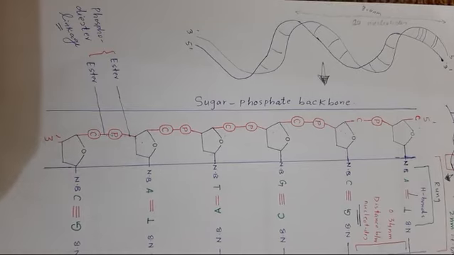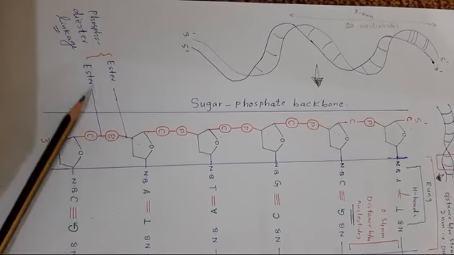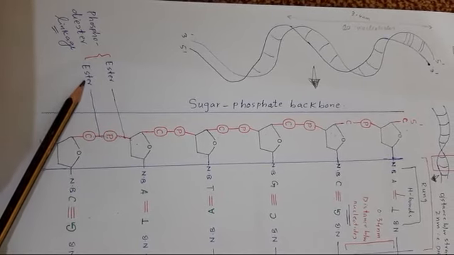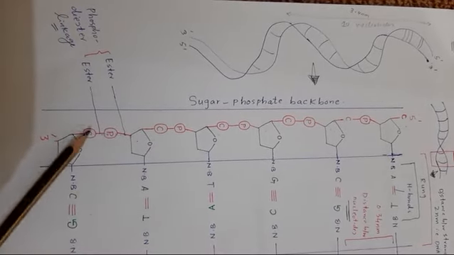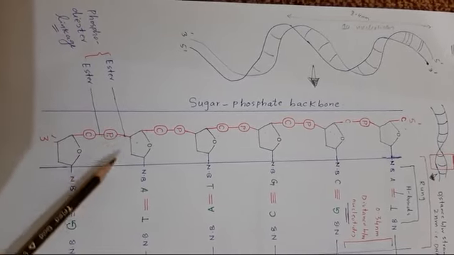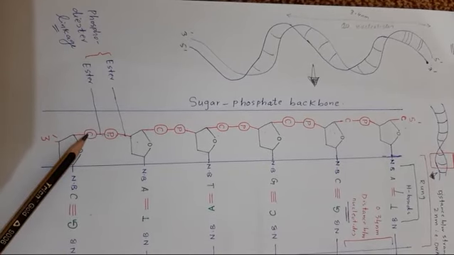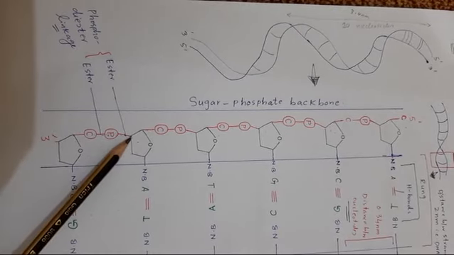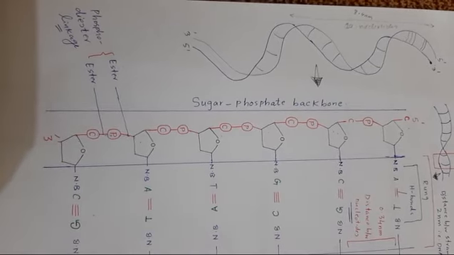As you know, the bond between pentose sugar and phosphate is known as an ester linkage. So in polynucleotide chains, the nucleotides are linked together through a phosphodiester linkage. The phosphate group forms one ester linkage with carbon number 5 of one pentose sugar and carbon number 3 of the next pentose sugar. So they are linked together through phosphodiester linkage.